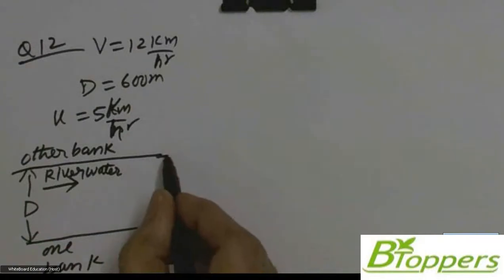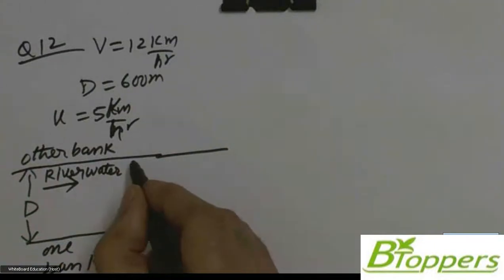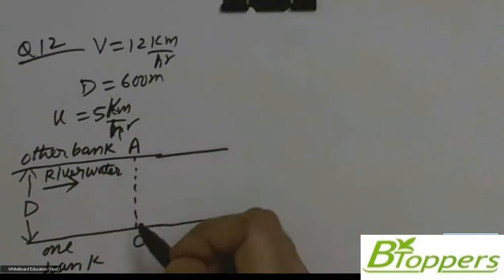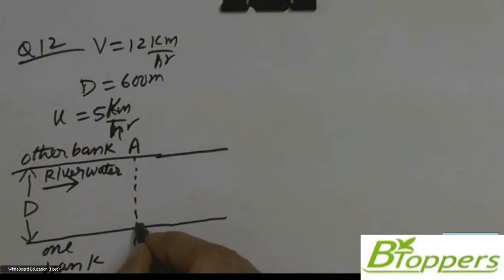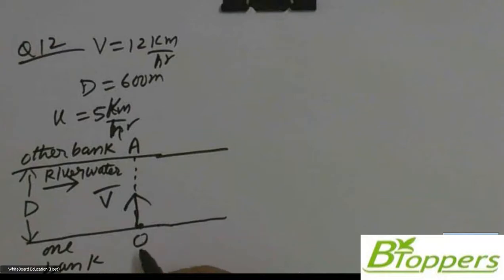Let O be the initial position of the boat on one bank of the river. Let A be the exactly opposite point on the other bank of the river. Here V bar is directed straight across the river. The boat is rowed straight across the river. V bar represents the velocity of the boat relative to water, which is directed straight across the river. That means if there is no flow of water, the boat would travel along the line OA.